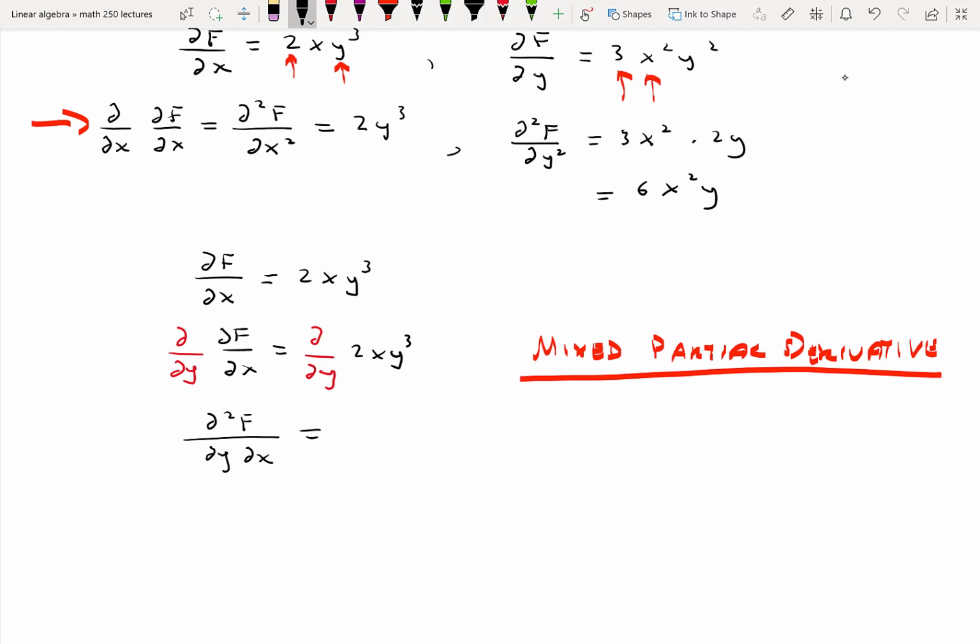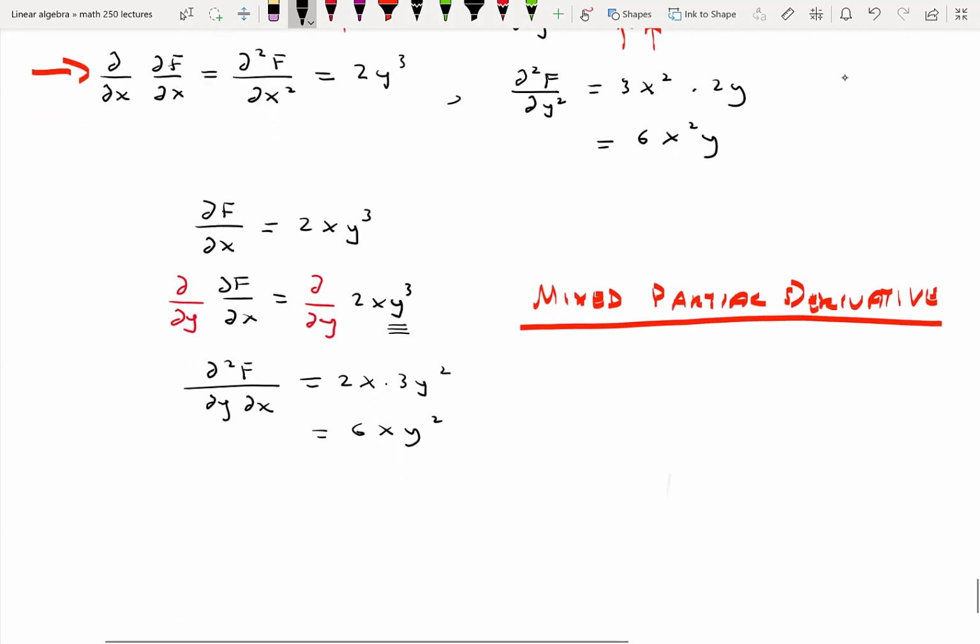Then we take the partial. What's the partial derivative of 2xy cubed with respect to y? That means the only live variable quantity is y cubed. And what's the derivative of y cubed? It's 3y squared. X is held constant, so this is 6xy squared.